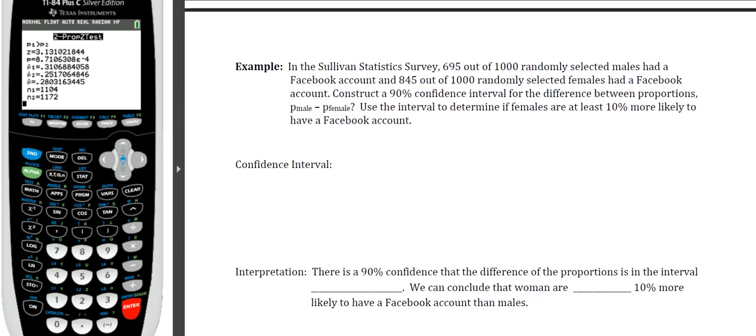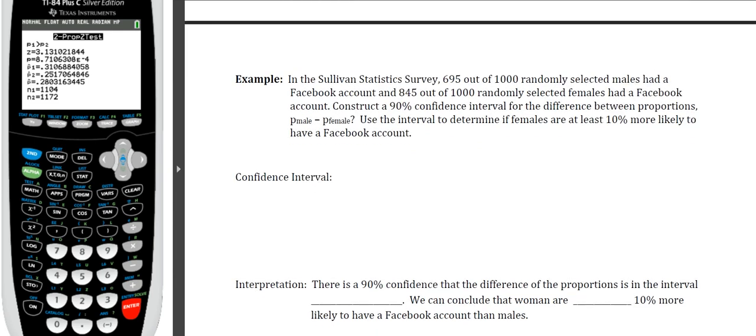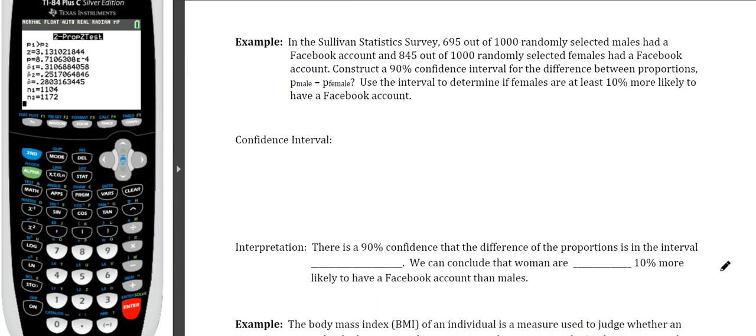All right, a couple examples of this. In the Sullivan Statistics Survey, 695 out of 1,000 randomly selected males had a Facebook account, and 845 of 1,000 randomly selected females had Facebook accounts. So we have our values presented there for both males and females. Construct a 90% confidence interval, so that's our level of confidence, for the difference between proportions, P male minus P female. That direction is very important. Use the interval to determine if females are at least 10% more likely to have a Facebook account.